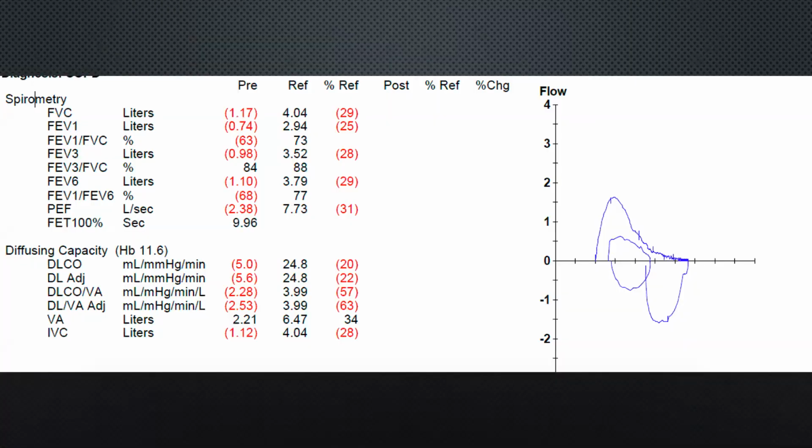These were his PFTs completed in the clinic. You can see his FEV1/FVC ratio is 63, so he does have obstruction. And his FEV1 is severely reduced at 25, so he is considered to have severe COPD, or severe obstructive lung disease. The reason he required 4 liters is not surprising because his FEV1 was less than 1 and his DLCO was less than 50%. So pretty significant. This was his first ever PFTs in life.